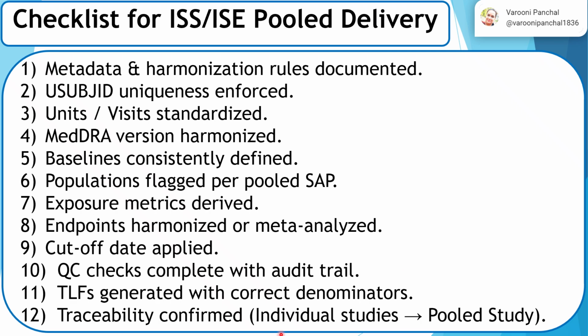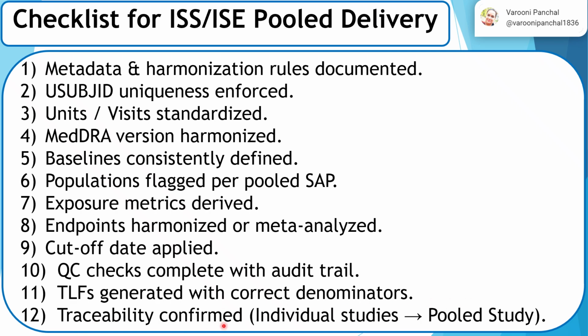Now the tables, listings and figures: were they generated with correct denominators, right? The denominators could be different. Say in study A, the denominator was the safety population, whereas in study B, the denominator was per treatment group, and in the third study, the denominator was the ITT population. So the denominator is different. What you need to do is come up with a pooled definition of the denominator that will be consistently used in your ISS and ISE study. So that needs to be done.